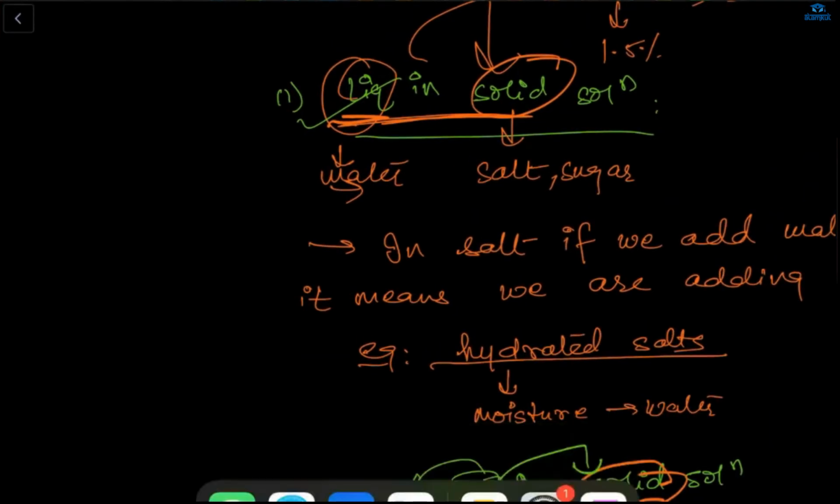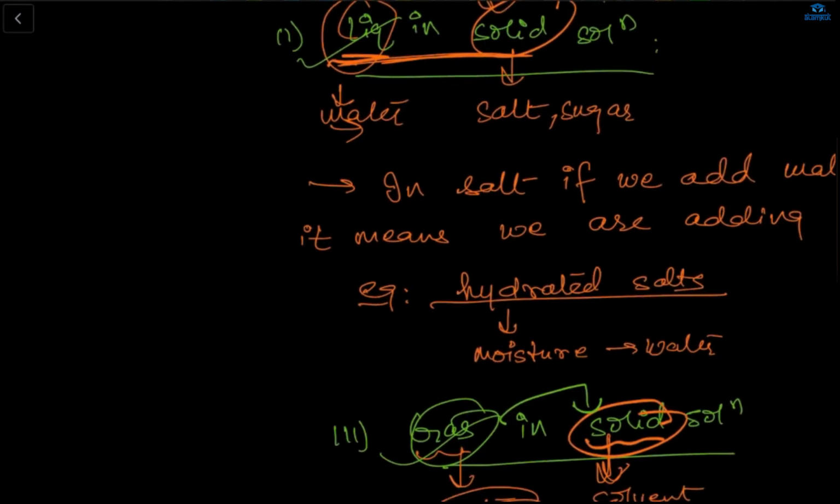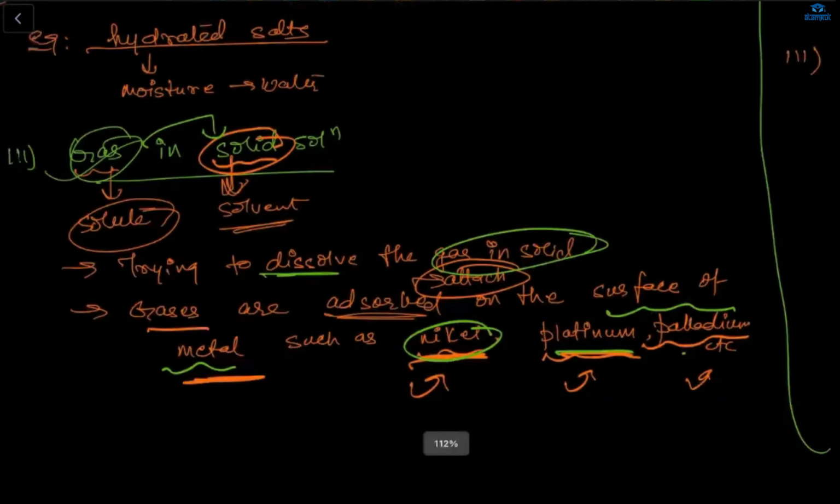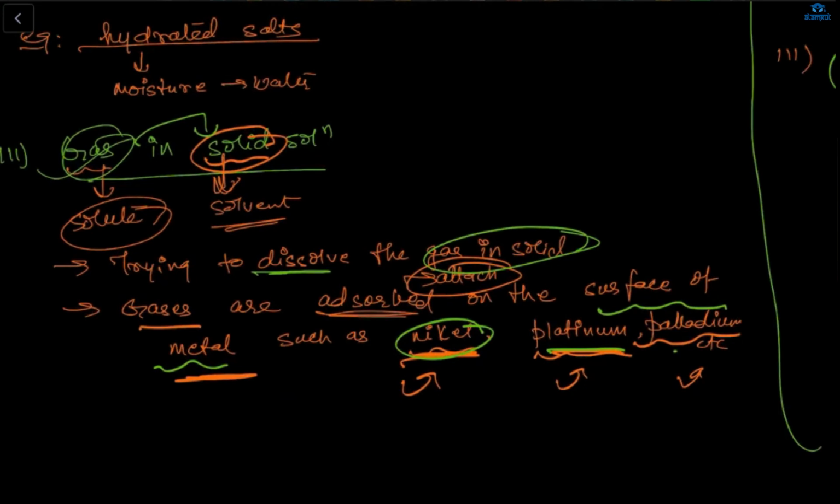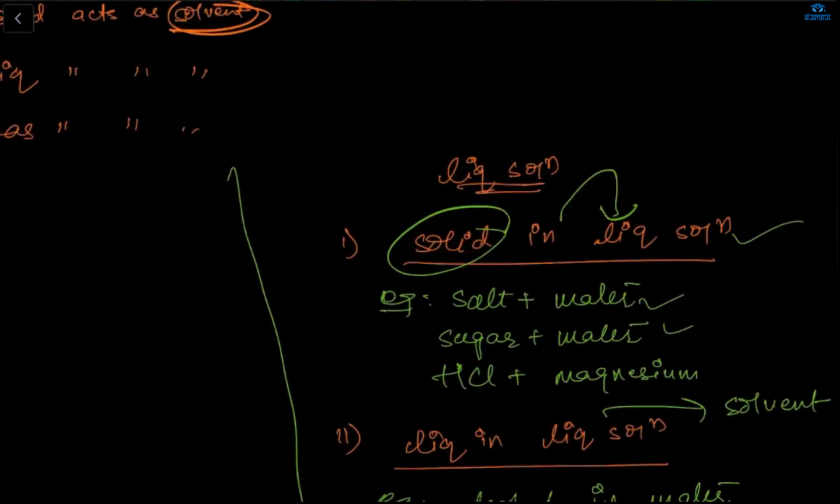What is the example of gas in solid? Come on fast, Advika, Shazan. Gas in solid. Like nickel, platinum, palladium. Yes, the gas in solid. Platinum, nickel, palladium, because gases are attached on the surface of the metal. That's how we try to dissolve the gas in solid. Now next, what is the liquid solution?